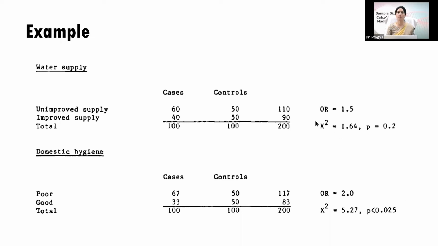So what do I mean by this example? Here you can see the sample size is 200, and here also the sample size is 200. But in this case it was not significant, and in this case it was significant. What do you get by this example? Please write in the chat box.